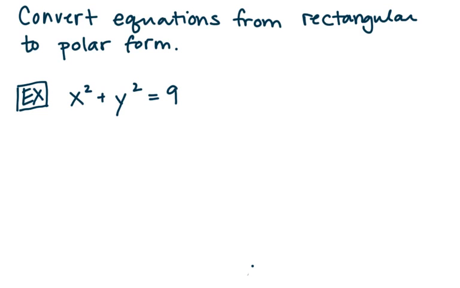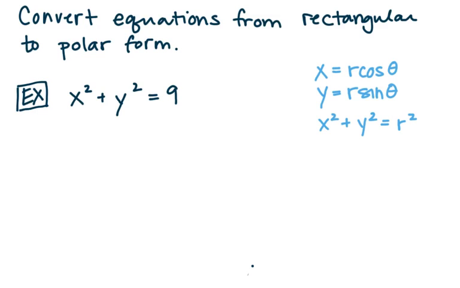Welcome. In this video, we're going to look at converting equations from rectangular form with x's and y's to polar form with r's and theta. A couple things we want to make sure that we already know. We know that x equals r cosine theta. We know that y equals r sine theta. And we know that x squared plus y squared equals r squared.